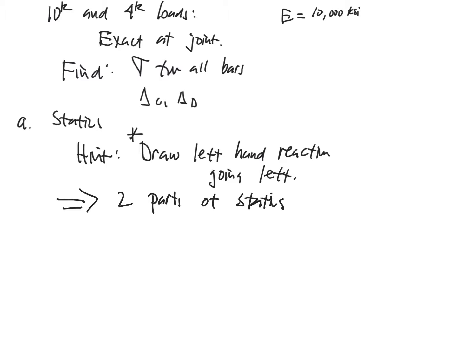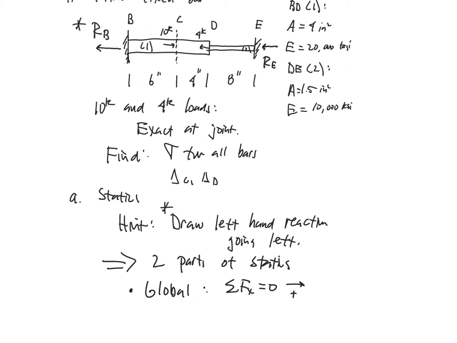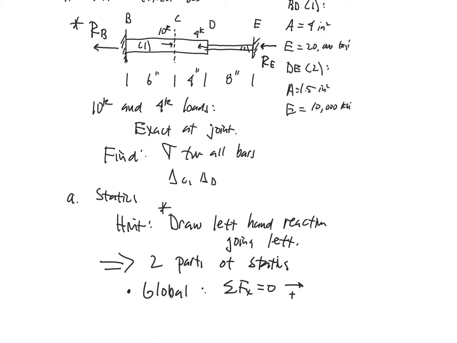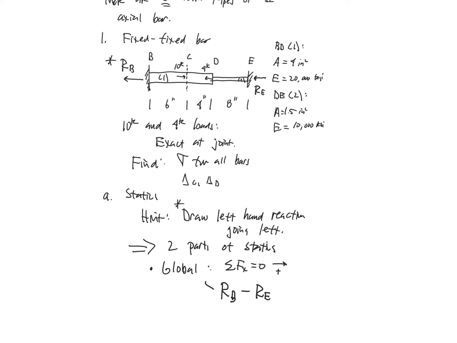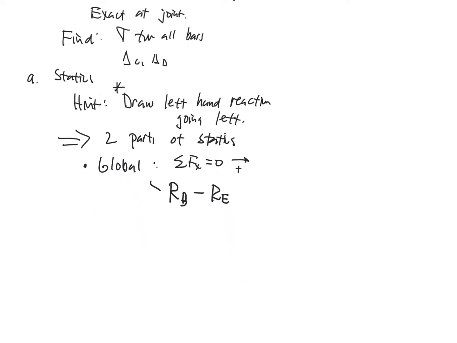In other words, we're going to do equilibrium on two levels. The first one is just the global statement of equilibrium, and that is sum of the forces in the x is going to be equal to 0. Let's take forces going this way as being positive. Looking at my entire structure, it's basically its own free body diagram. I have RB and RE going to the left. Those are negative, so I have minus RB minus RE. Then I have plus 10 minus 4, all going to be equal to 0. And that is our global statement of equilibrium.